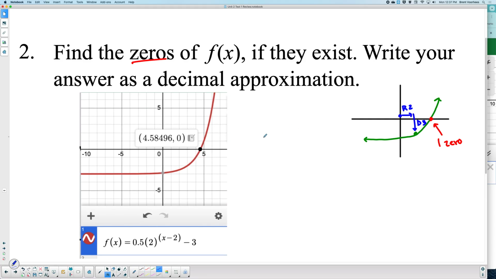A 0 you write as x equals. So we need 3 decimals. I'm going to do the approximately symbol. 4 point, would it be 584 or 585? 585. That's my 0. Okay?